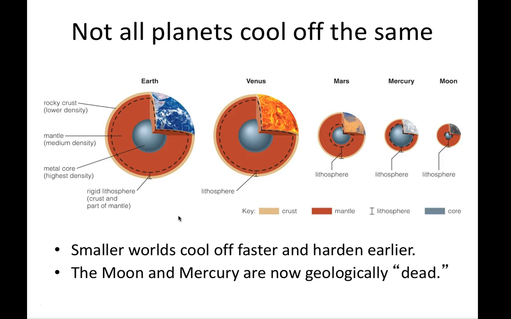All right, the thing I want to touch on now is that not all planets will cool off at the same time. For that reason, we think that some of these smaller guys are actually dead. We'll see when we talk about Mercury that there's some evidence that Mercury's core is not entirely solid, but that's relatively new information. But basically, the moon is quite dead. The idea here is that smaller things cool off faster.